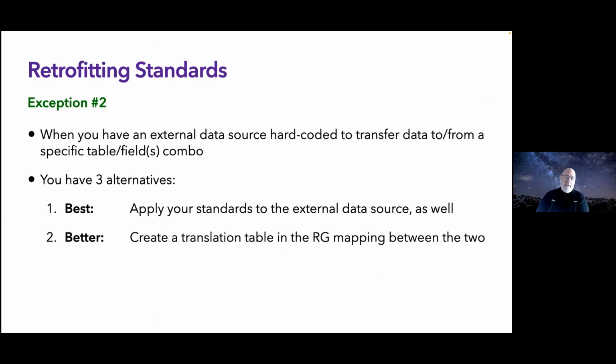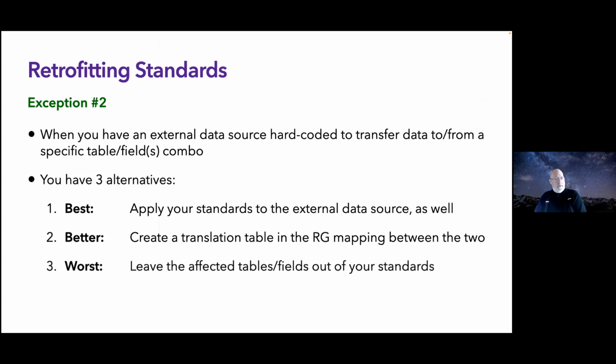And basically, a translation table is a table that stands between the external data source and the internal table and directly translates one to the other with calculated fields. And the calculated field on the right, or in the formula, looks at the external data source table and file name or field name. And then the left side is what your FileMaker code internally references. It's the same concept as the associative arrays in JSON that we talked about earlier. The worst is you just got to leave them out of your standards and cope with it.